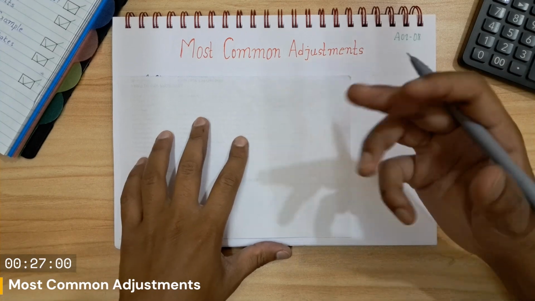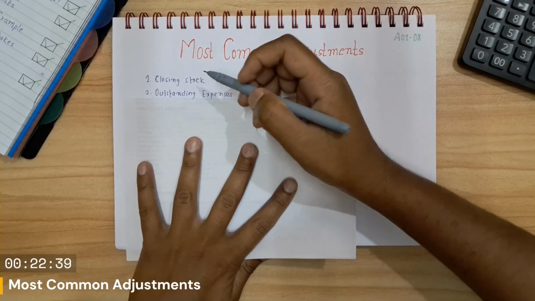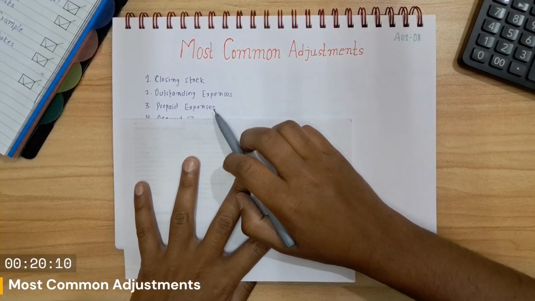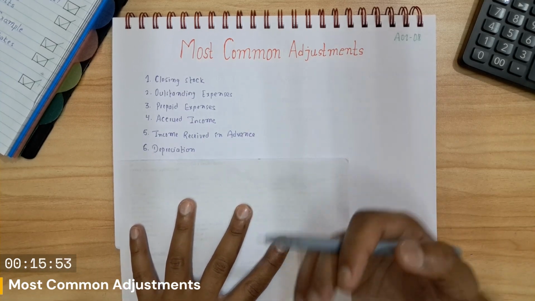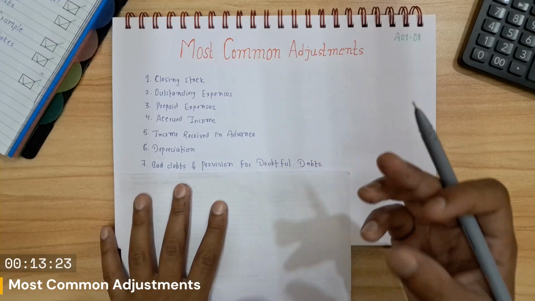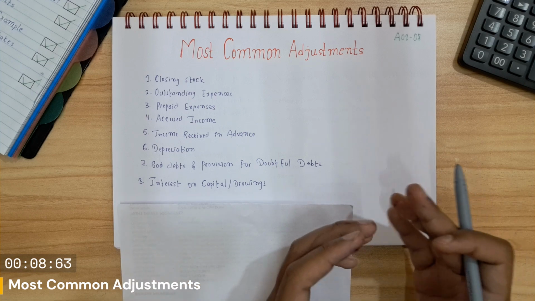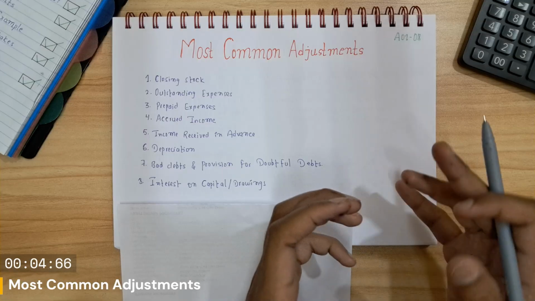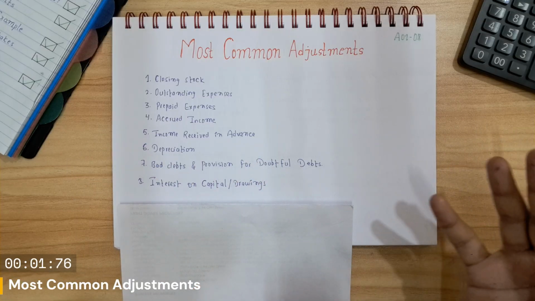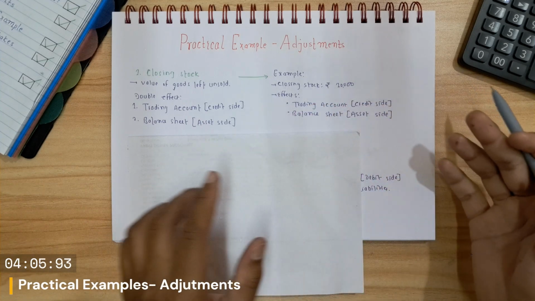Let's go over the top adjustments you must know. Closing stock, outstanding expenses, prepaid expenses, accrued income, income received in advance, depreciation, bad debts and provisions for doubtful debts, and lastly, interest on capital and drawings. Let's now go through each one with examples and how they affect the trading account, P&L, or balance sheet. Let's see the practical example of adjustments.